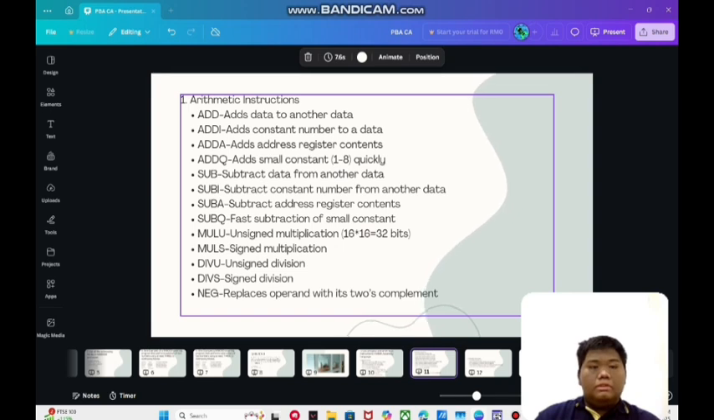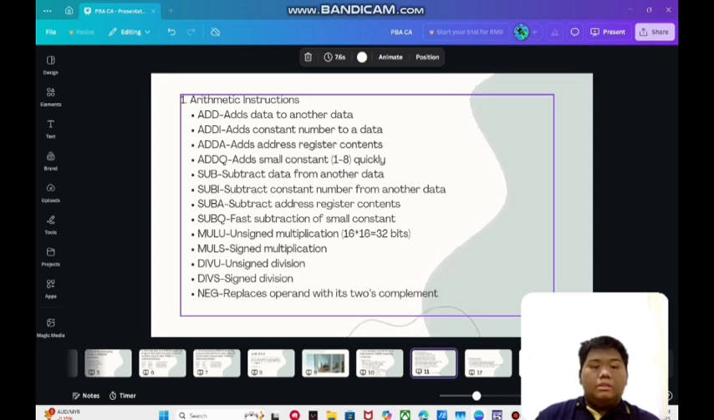Okay, for the second one is arithmetic instructions. ADD is add data to another data. ADDI, add a constant number to a data. ADDI is add immediately. ADDA is add address register content. ADDQ adds a small constant, 1 to 8, quickly.